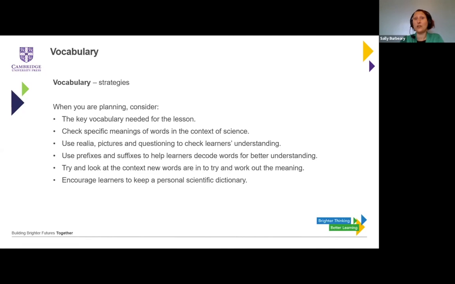Students very often use possibly paper-based or online dictionaries to discover the meanings of some new words within science. However, that's pretty passive, just to look something up. And if we don't engage with that vocabulary, certainly for me, in my experience, I will just forget. So if we can encourage learners to keep a personal scientific dictionary, it could be just a notebook, page 1 is A, page 2 is B, etc.